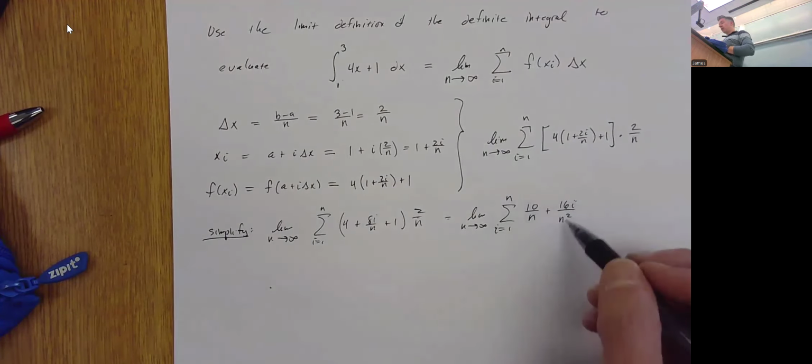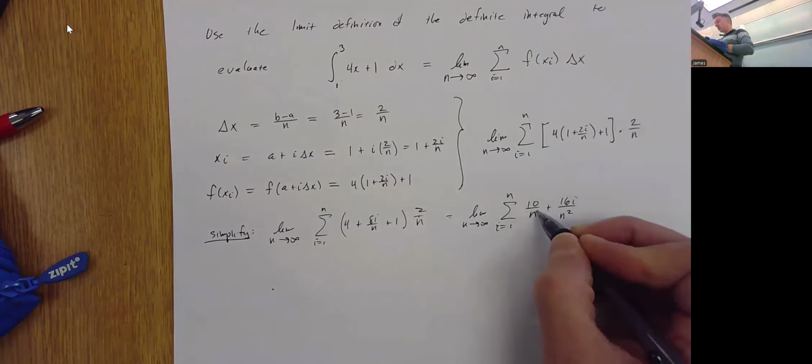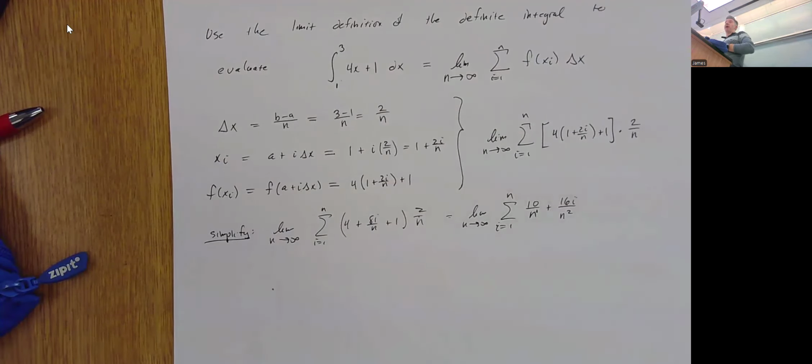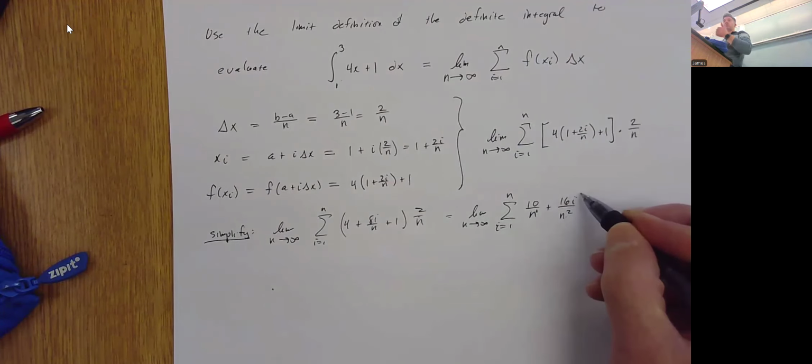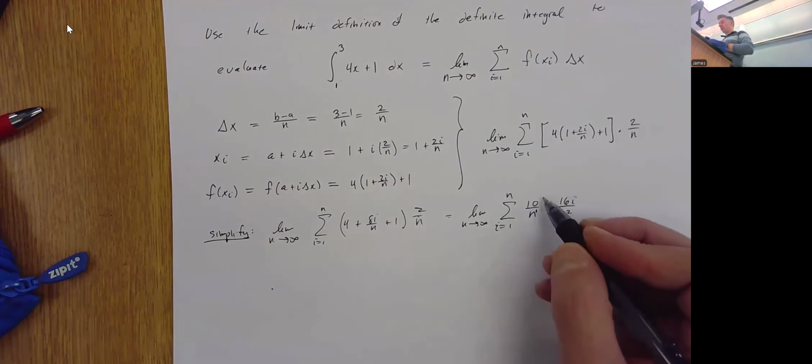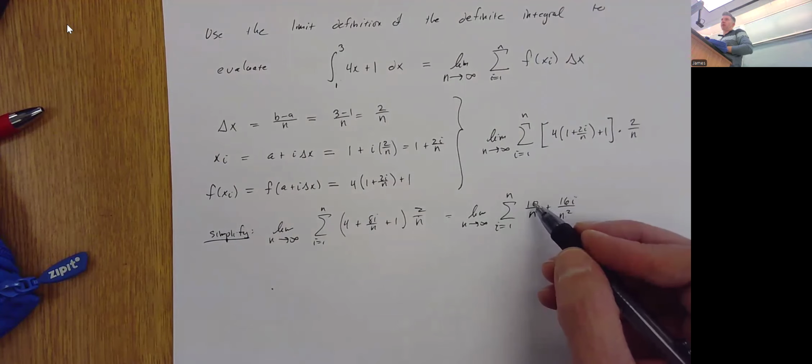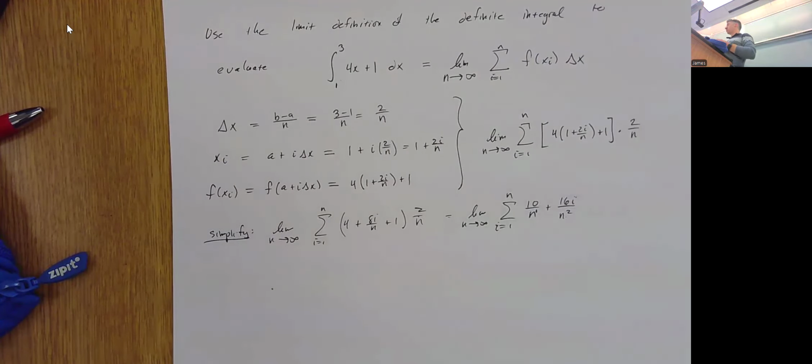So in each of these fractions, the power of n should be one larger than the power of i that's in the numerator. So n squared, i to the first, check. n to the first, and there's an i to the 0th that I didn't write there. So your power of n should always be one larger than the power of i that's in the numerator.